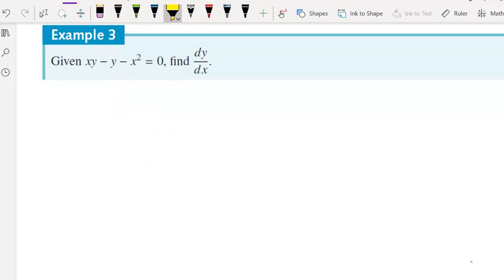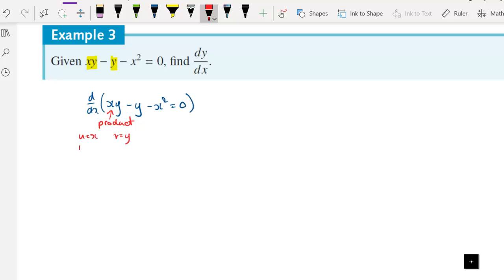Another example. Again, we're going to have this x and y, which is an issue, and this y. So if we say d/dx of xy subtract x squared is equal to 0. This first one is a product. And so u is x, and v is y, u dash is 1, v dash is 1 dy/dx. And we have y plus x dy/dx.